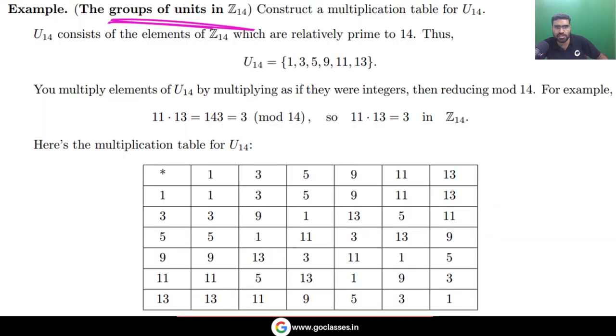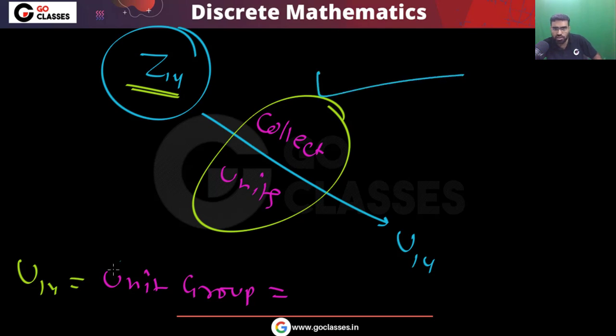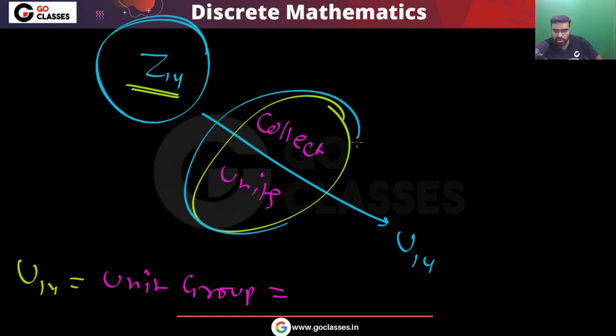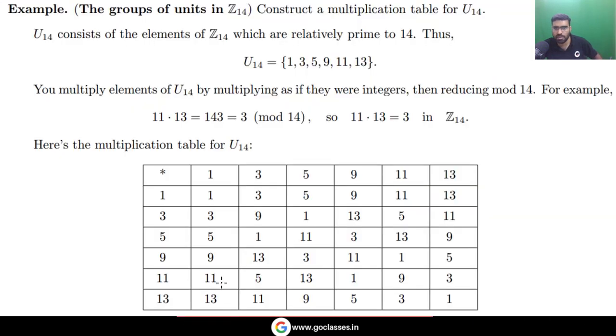I can say this is the unit group. You can call it the unit group, or I can say the group of units in Z14. In this Z14, all the units you take, that is your U14. So very simple. So this is the point. I hope you can go through this very easily.